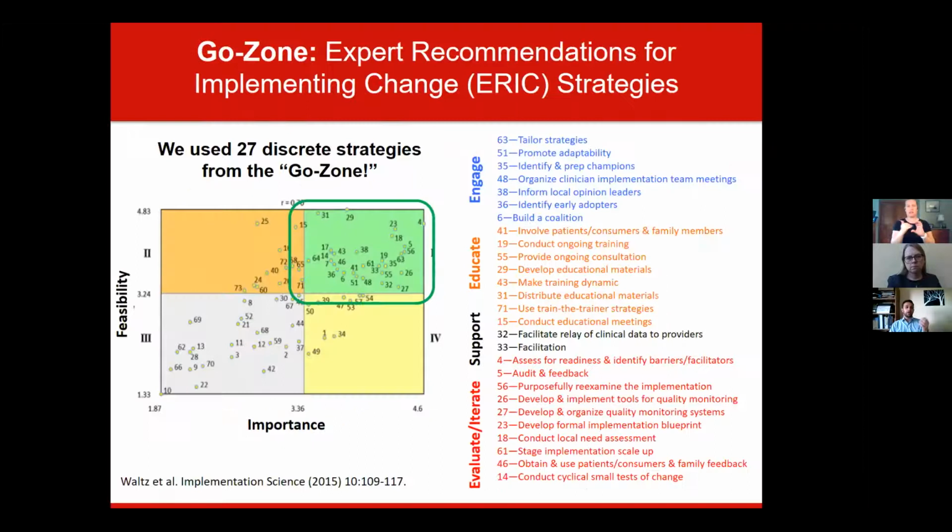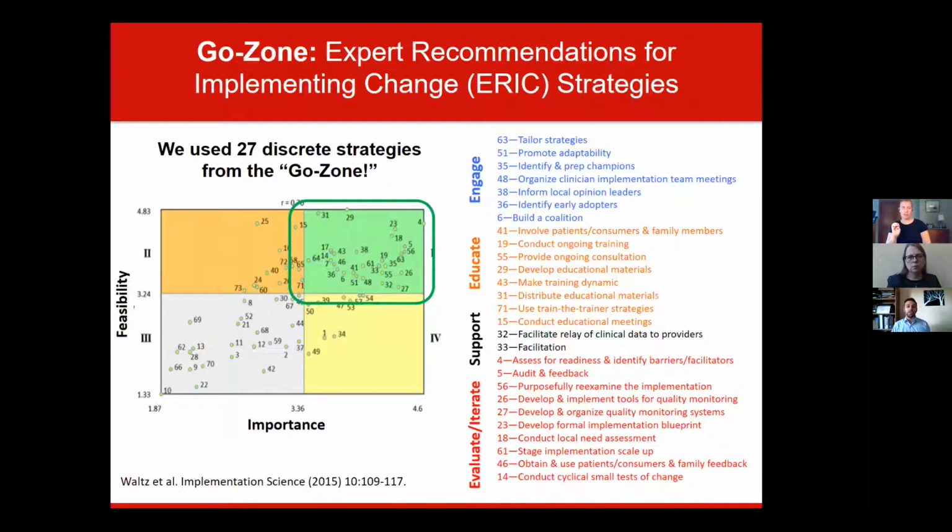So Dr. Powell talked about the concept mapping of the ERIC strategies with Thomas Waltz and Laura Damschroder's paper on concept mapping. It turns out that when you look at that paper, they actually categorized these strategies by importance and feasibility. If you move all the way to the right, those were strategies deemed more important, and all the way to the top, those were strategies deemed more feasible. And in the paper, they talked about that as a go zone.